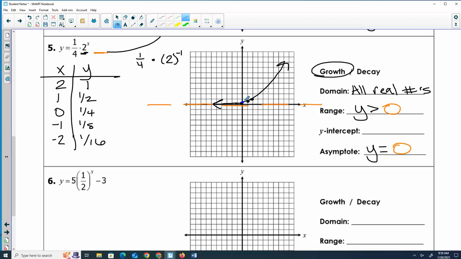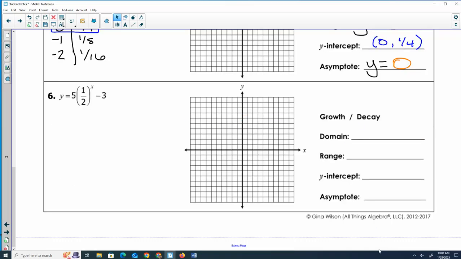Y-intercept, it's where we cross the y-axis, or if we look at our table of values, it's when x is 0. So that was the point 0, 1/4. Can you tell me if it's growth or decay? Decay. You're looking at the number right in front of x is smaller than 1, so this will be decay. So we know that our graph is going to be falling.